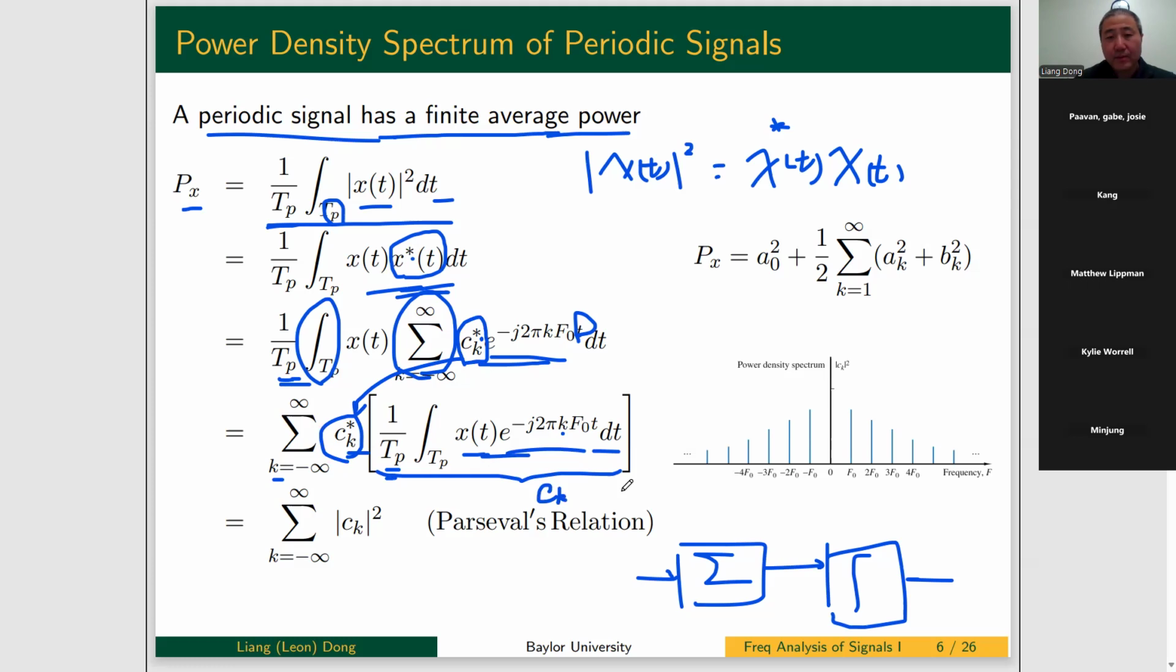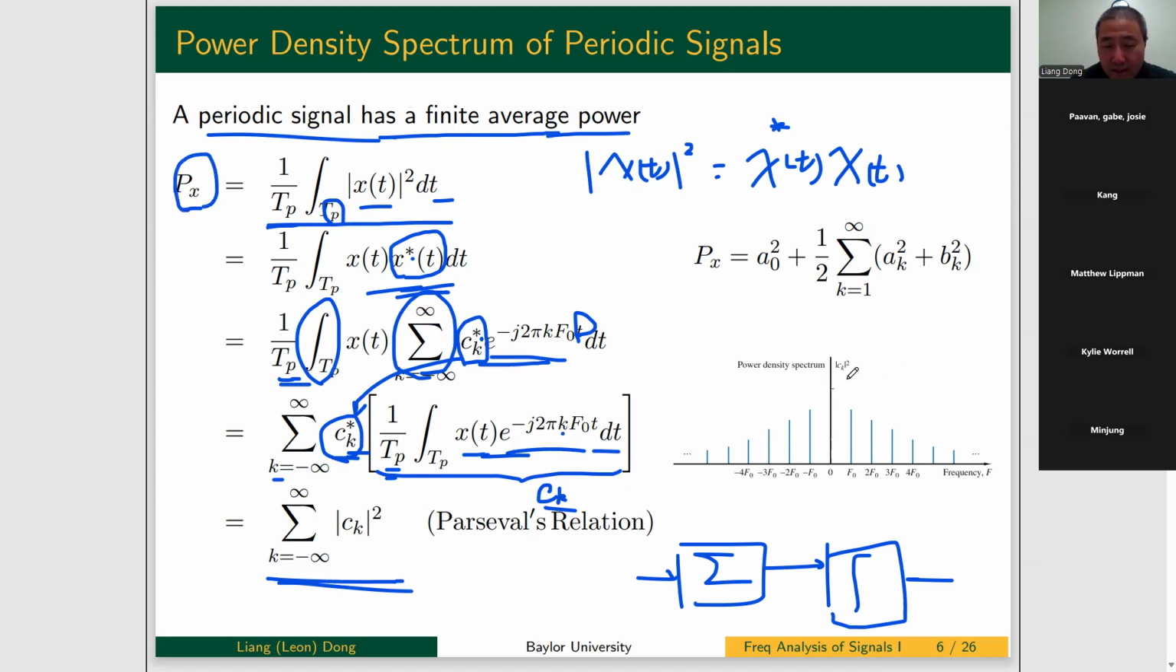C sub k's. This is actually the forward for a transform. Forward, we call this synthesis, the analysis equation. And so we end up with C sub k conjugate times C sub k. So we have a C sub k absolute value squared like this. Now that is my periodic signal average power.